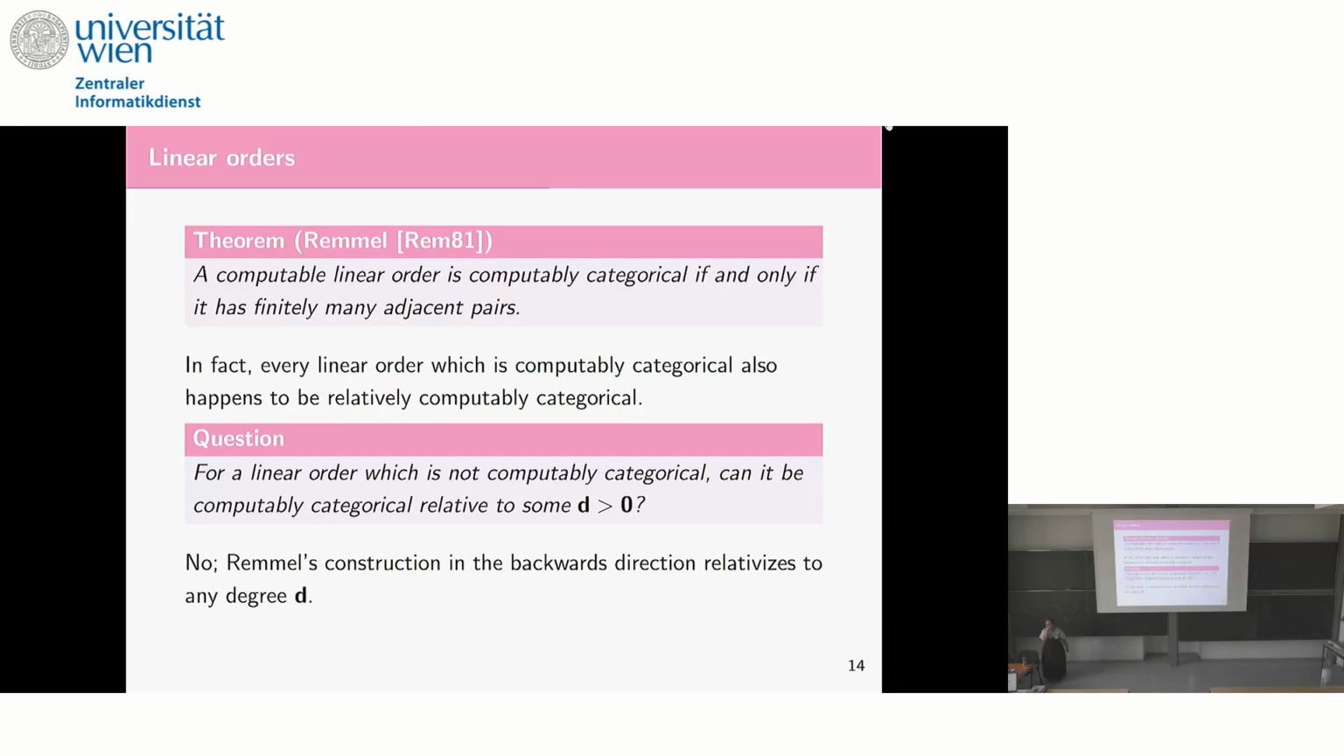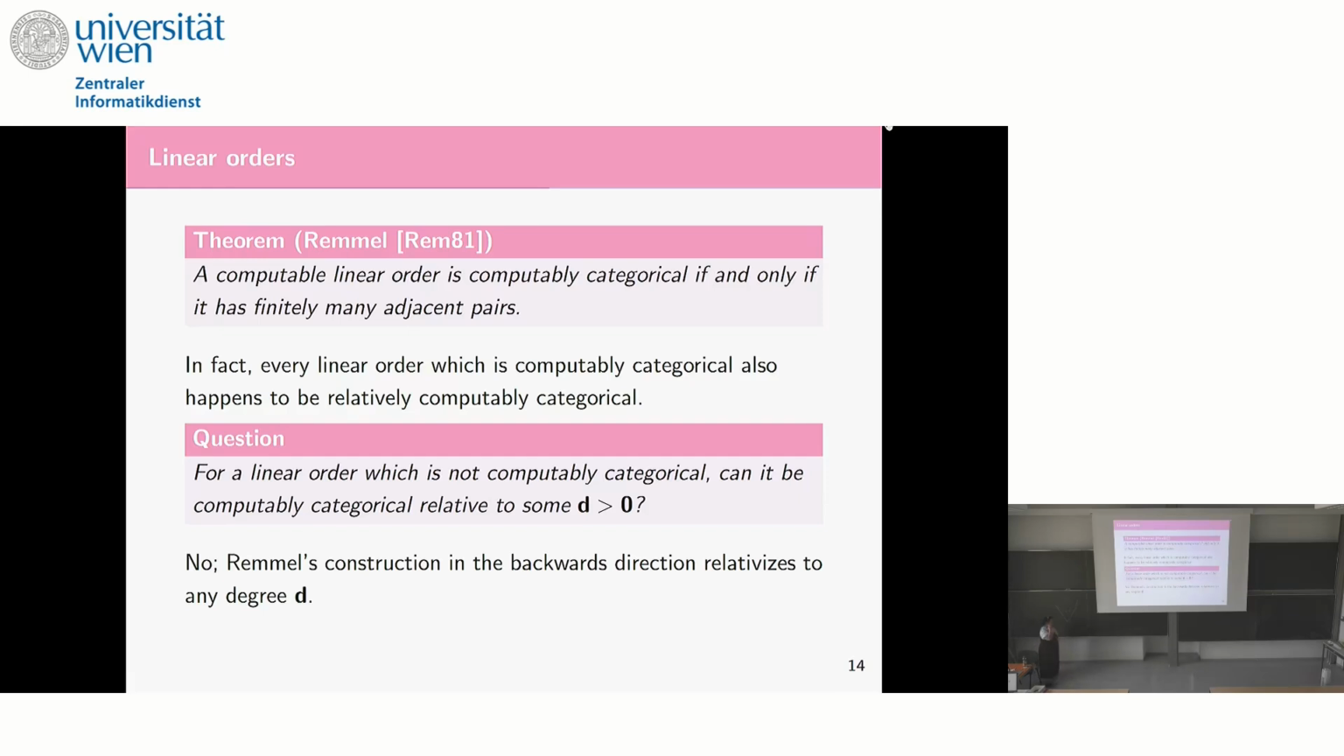Oh, sorry. So it turns out, I'm not sure why it took me so long to realize this. No. So it turns out even if you start with something that's not computably categorical, for linear order, it actually forces it to not be computably categorical relative to any degree above 0. And this is actually not too bad to see if you just read Ramel's 1981 paper. You just look at the construction that he did in the backwards direction, and then it's easily relativized to any degree d at the same time.